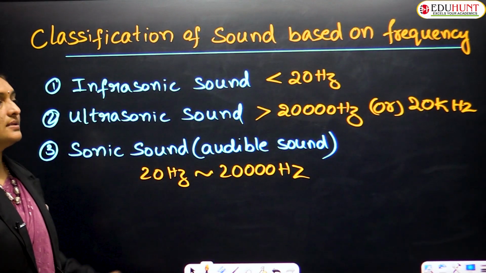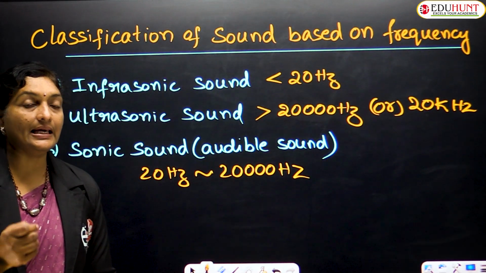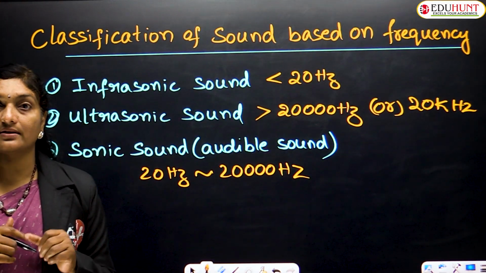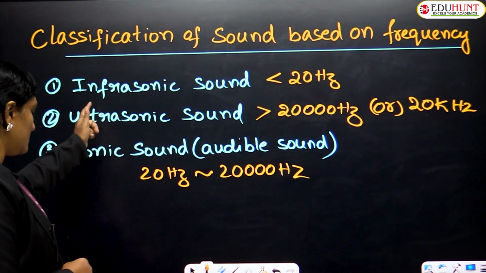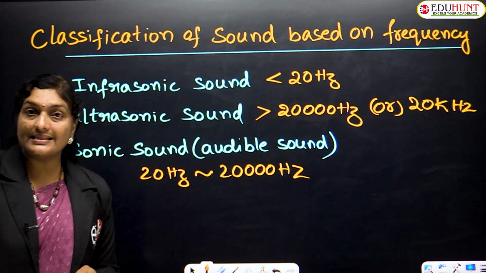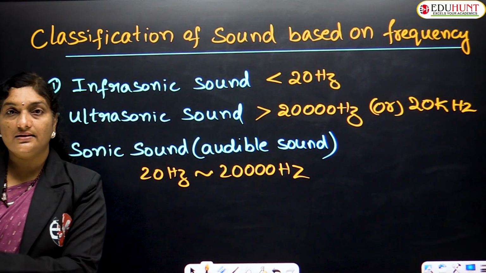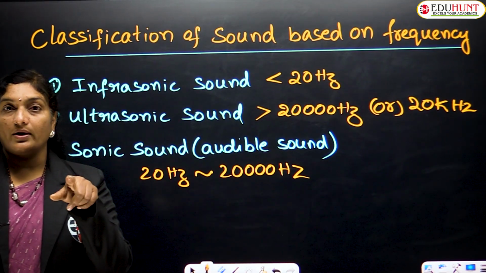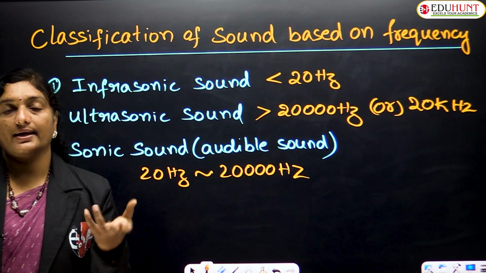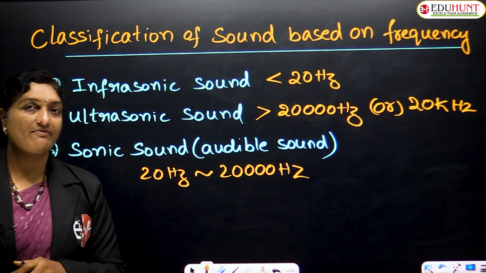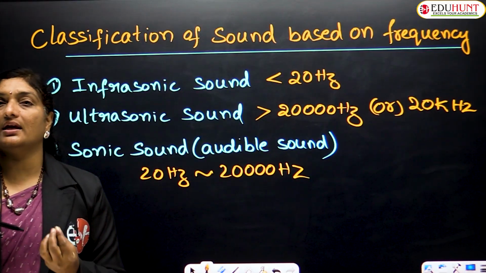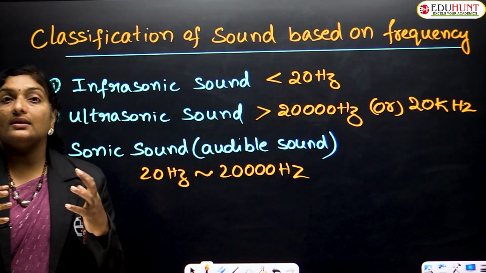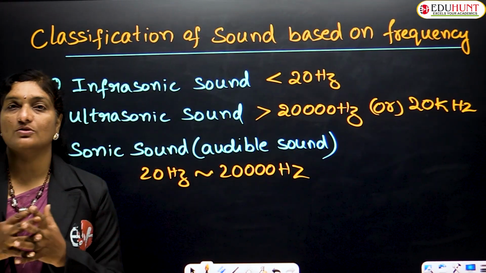So who can detect this infrasonic sound? Elephants generally communicate using these infrasonic sounds. Even during earthquakes or a heavy storm, infrasonic sound is produced. Whenever you observe in science laboratories, a simple pendulum oscillates to and fro. This is a slow process, so the vibrating body, the simple pendulum, also produces infrasonic sound. So three examples I have given you: elephants communicate using infrasonic waves, the simple pendulum produces infrasonic sound, and during an earthquake or a heavy storm, infrasonic sound is produced.